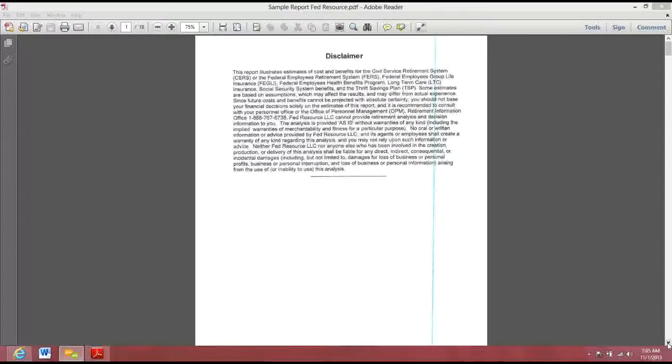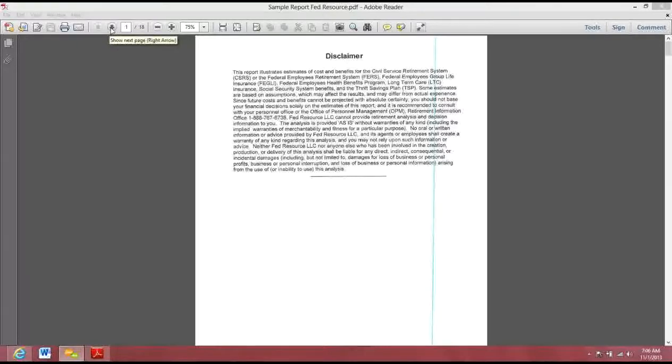So the first page is the disclaimer. Basically on the first page, we don't read all of this, but the 3 basic pieces of information that I want to relay to the federal employee is that we've prepared this report based on the information that they have provided to us. Occasionally, they may not have a TSP statement. They'll give you a roundabout figure, and so it's our job to reiterate based on the information provided to us.